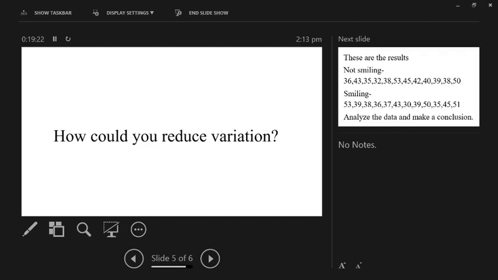Who wants to volunteer? Who hasn't answered a question already? You realize there are enough questions. Everybody's going to have to say something. Hold on. Raise up something.